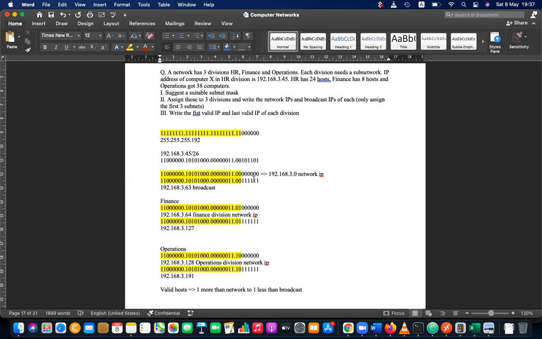Therefore, some people ignore this first network and the last network. But in this case, it is okay. You can use all 3 networks. That's why you use 2 to the power n minus 2, ignoring the first and last networks, similar to ignoring the first and last hosts. Sometimes you ignore the first and last networks. But I think you don't need to go to that level, so just write down.